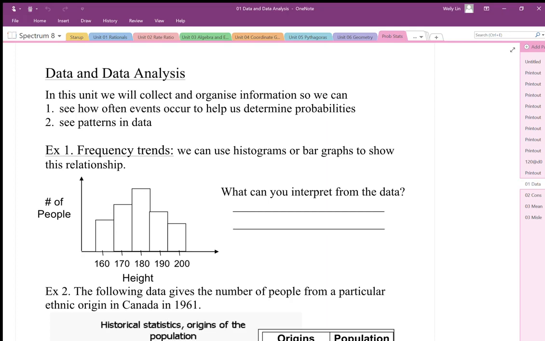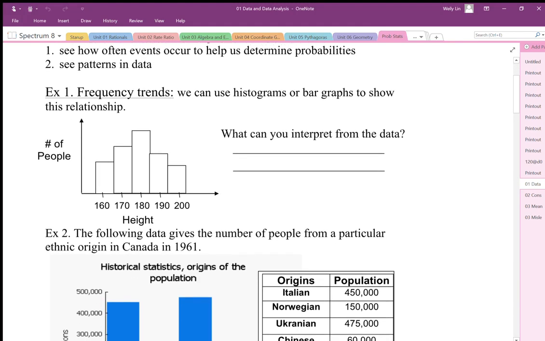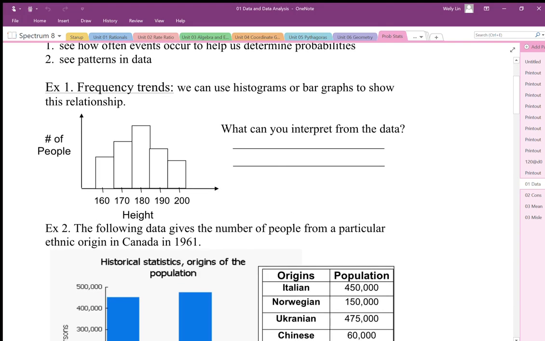So we're going to collect and organize information so that we can see how events occur and how to determine some probabilities. We're going to see how data can help us with chance and probability. And secondly, we also want to see patterns in data so that we can make some informed decisions about some data. So there's different ways that data can be shown.